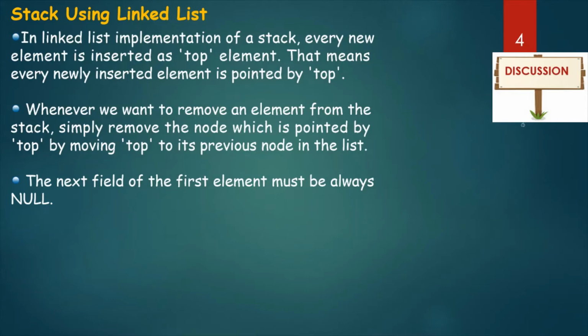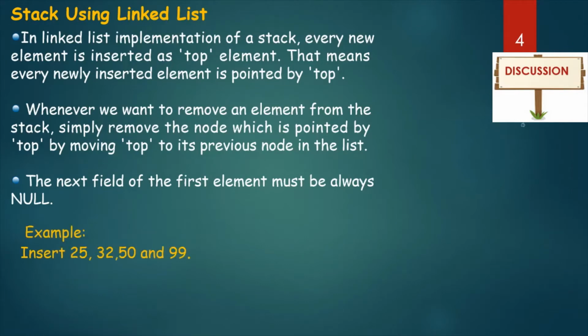So see, in linked list implementation of a stack, every new element is inserted as the top element. That means every newly inserted element is pointed to by top. Whenever we want to remove an element from the stack, simply remove the node which is pointed to by top by moving top to its previous node in the list. So, this case is the begin insert function and this case is the begin delete function. And what is top? Top is actually the external pointer. The next field of the first element must be null because it is the last node of the list.